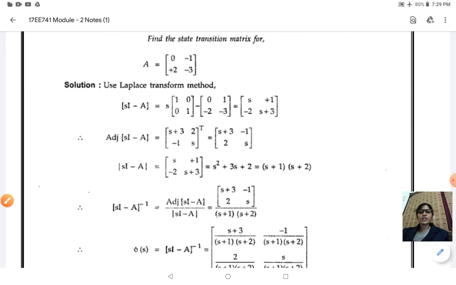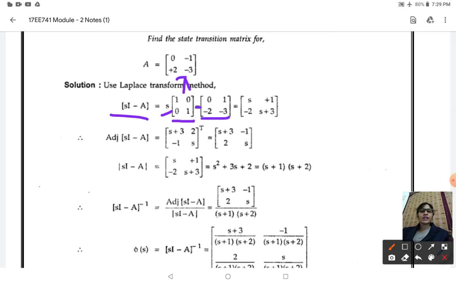In this, first we need to identify what is our sI minus A. s is a constant term as written over here, and I is your identity matrix whose order is the same as the order of your matrix A, and minus A. This is your A matrix. So when you do so, you will be getting the matrix sI minus A. Now we know how to identify your adjoint of (sI minus A). The adjoint of (sI minus A) is the cofactor matrix transpose.